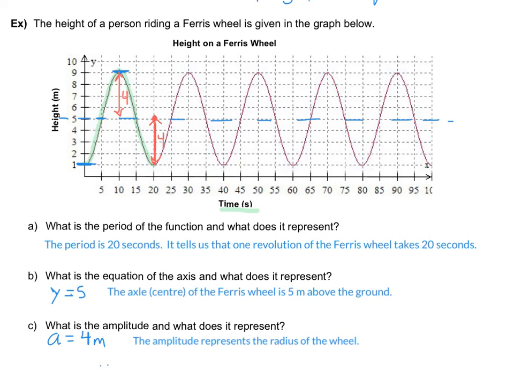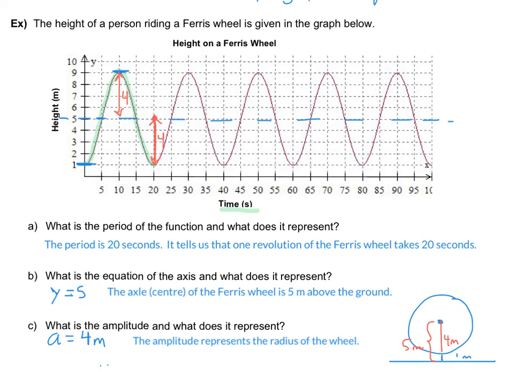So if you were to think of, and I'm really bad at drawing, but I'll try my best, there's our Ferris wheel. Here's the axle, the center of that wheel. Here's the ground itself. This distance between the minimum, that is 1 meter in here. This radius, let me use a different color, this radius would be 4 meters. That means the center of the wheel is 5 meters above the ground. So hopefully that is making sense.